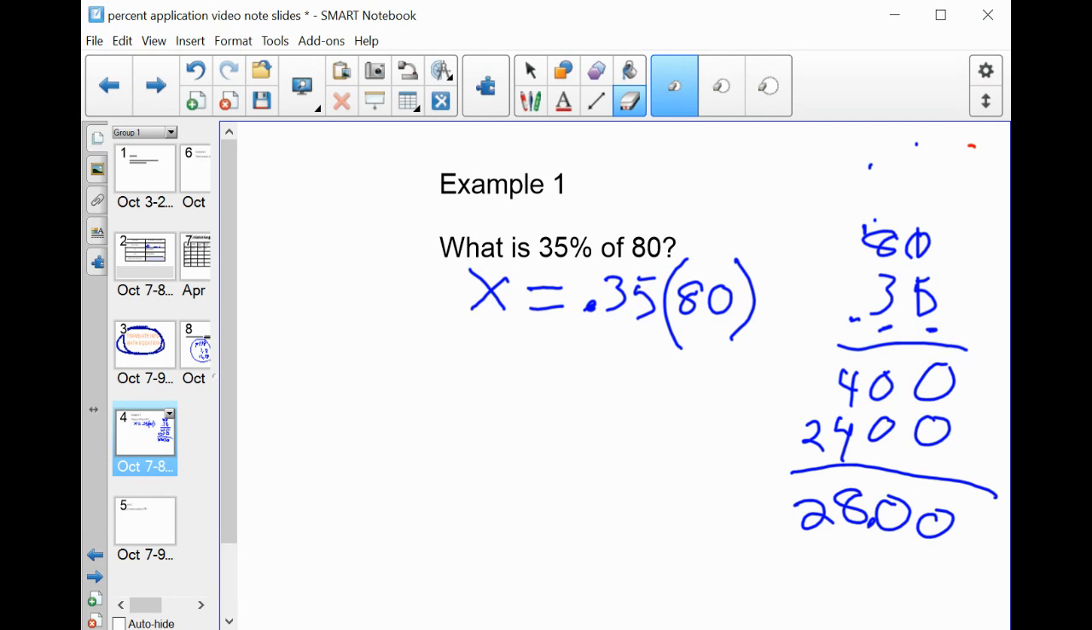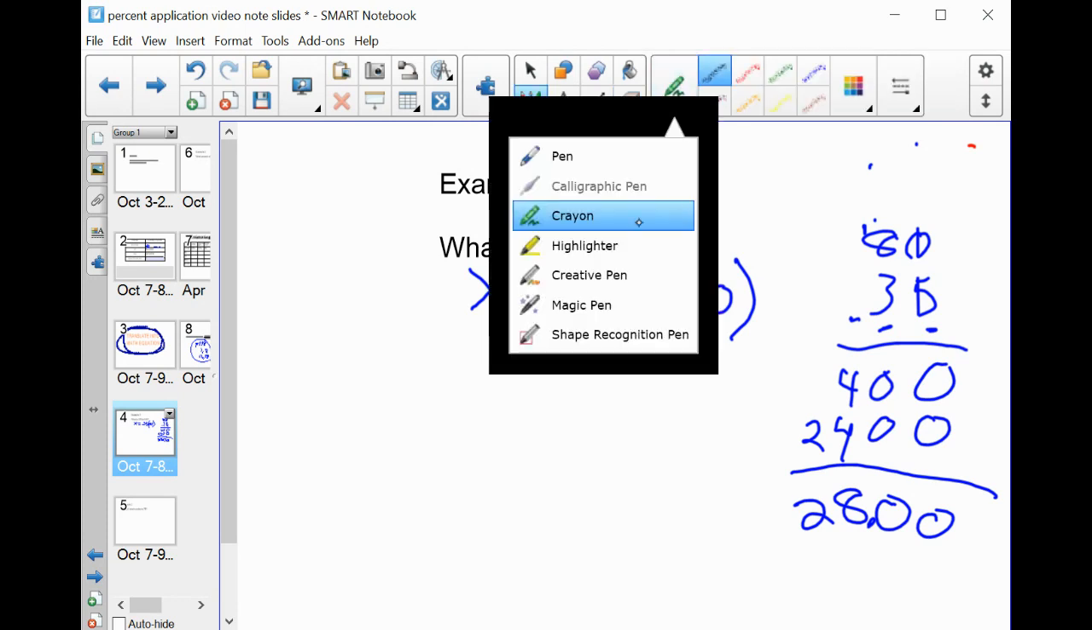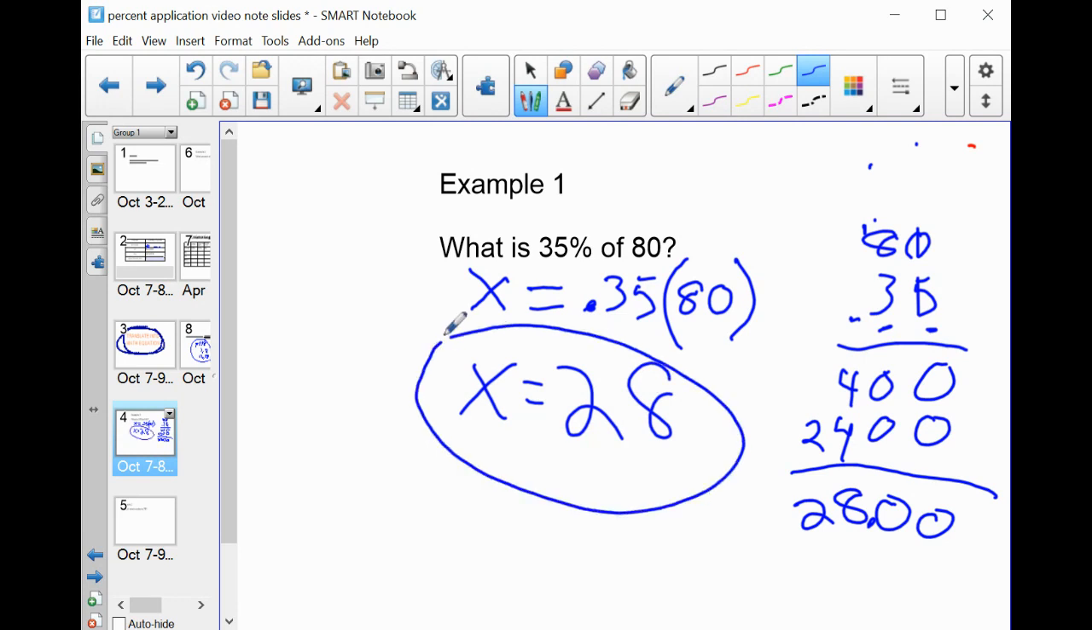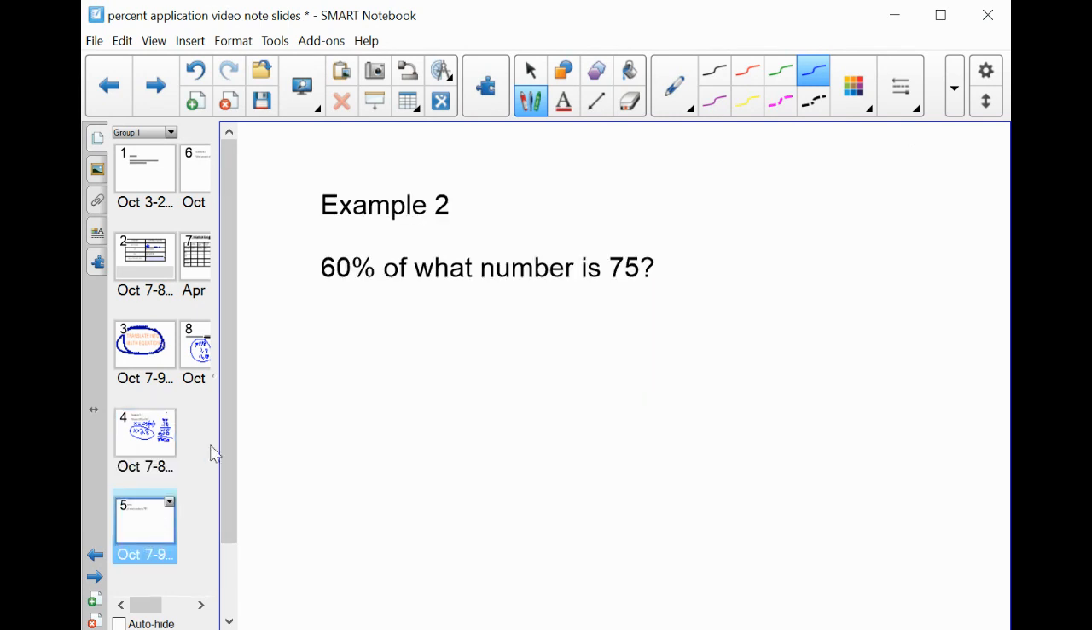Back over down here, then our final answer, x equals 28. If you think logically, we can do a quick check on this to see if it's a reasonable answer. If we were asking for 50% of 80, you would know that's 40. Well, we're looking for something a little less than 50, so we should have a number a little less than 40, and we do. Let's take a look at example 2.